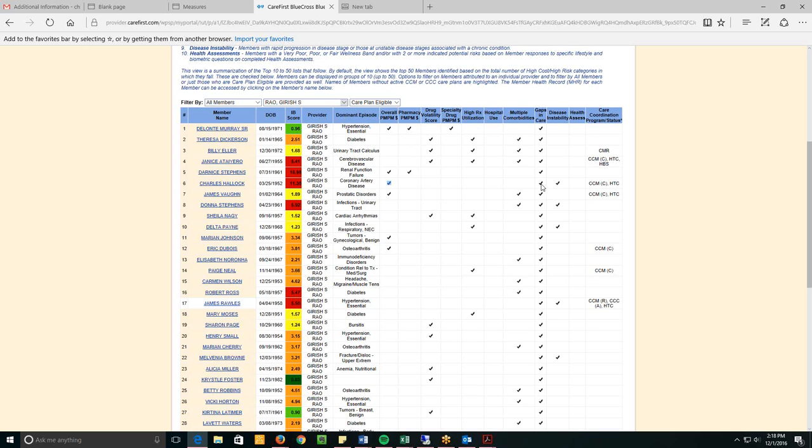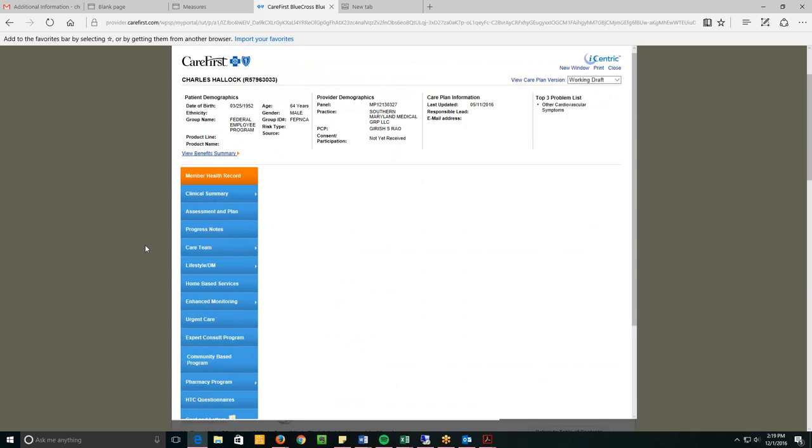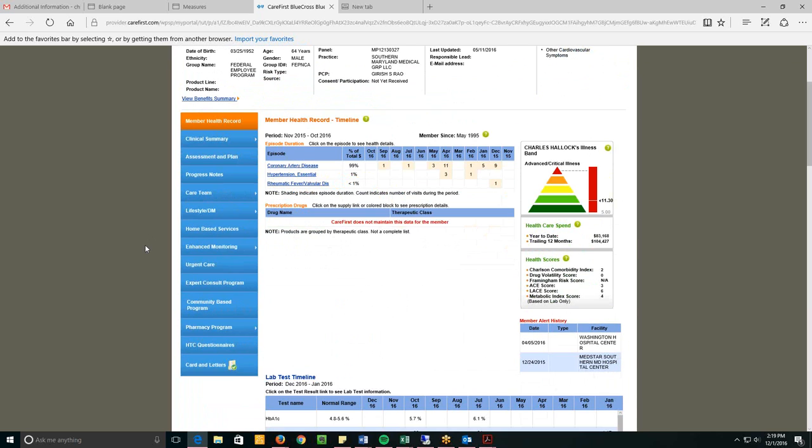So why is he on the list? Because he has a ton of gaps in care, and his disease instability is much higher. Because he has CAD, coronary artery disease, maybe he's going a lot of times to the hospital and all that stuff, right? So if you click on his name, Charles Hallett, we will get some more details. Let's look at what's going on with him.